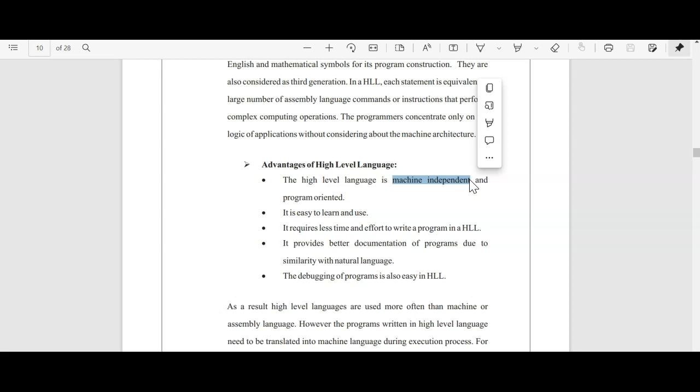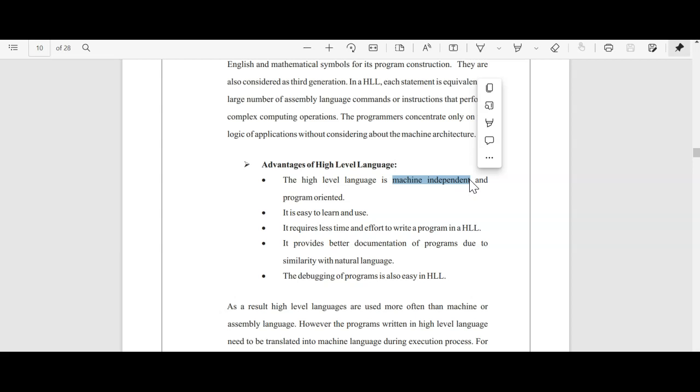So that's why a high level program written in a high level language can be executed on different platforms, on different machines. Whenever it is running on any other machine, it is always converted into the machine language which is understandable by that machine.